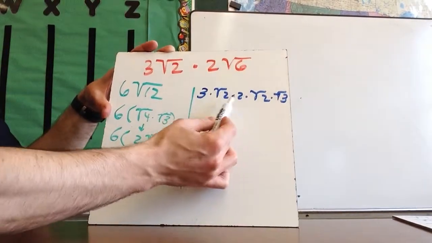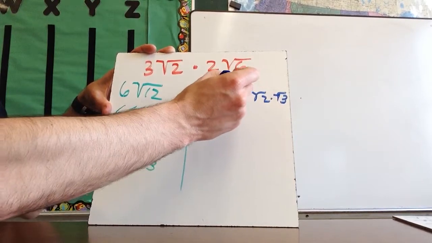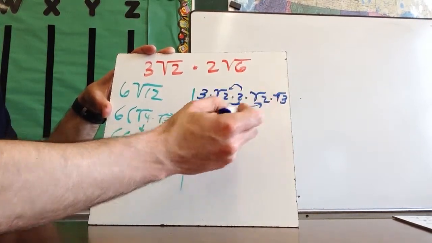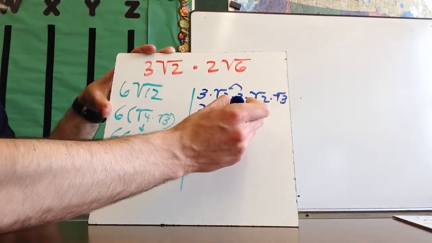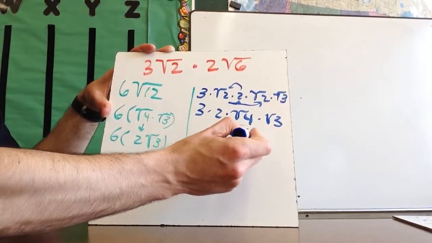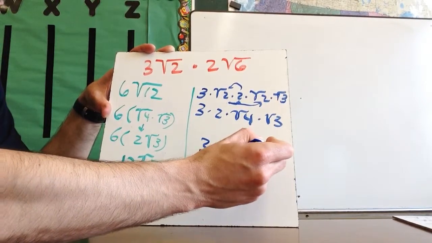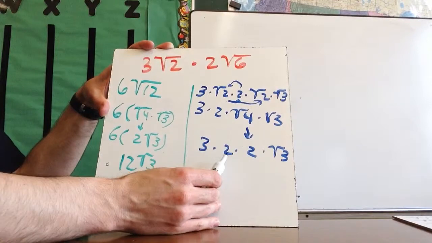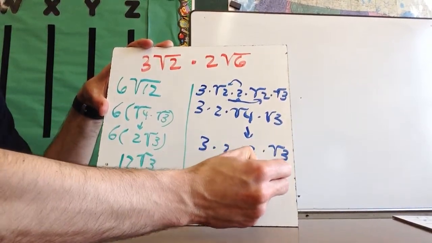Okay, so now I'm going to combine these two, so I'm going to end up with 3 times 2, and combine these two, right, so square root of 2 times square root of 2, this becomes the square root of 4, because I want to create a perfect square, times the square root of 3. This is going to become a 2, so I get 3 times 2 times 2 times the square root of 3. 3 times 2 is 6, times 2 more is 12 times the square root of 3.